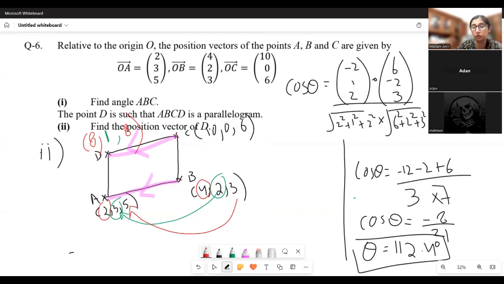It says write the position vector of D, not write the coordinates of D. So the position vector is OD, which is 8, 1, 8. And in IJK form, what would it be? 8I plus 1J plus 8K.